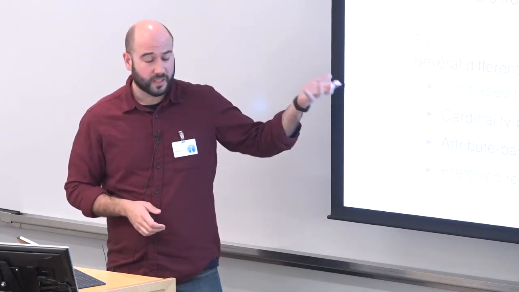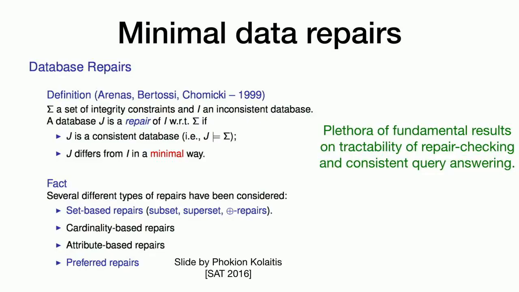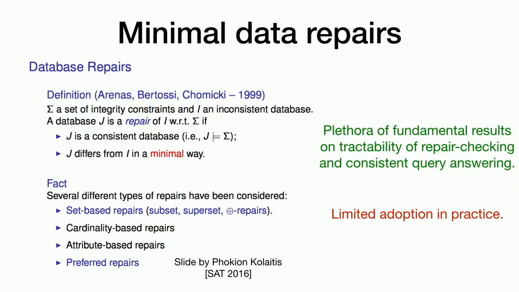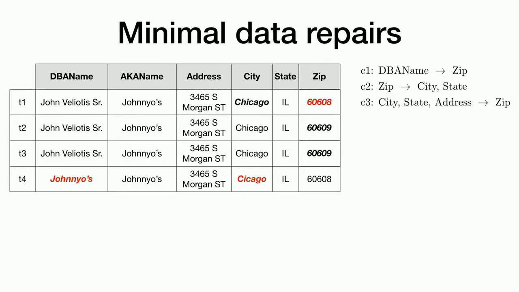And there are a bunch of different types of these repairs, and a bunch of theoretical results here that all have to do with tractability and repair checking, and can I do consistent query answering given different types of definitions of repairs, and so on and so forth. But I don't have to convince you that none of these things actually made it into any product and are not really used in practice. Very limited adoption. And the reason why there is limited adoption, let me convince you with an example.